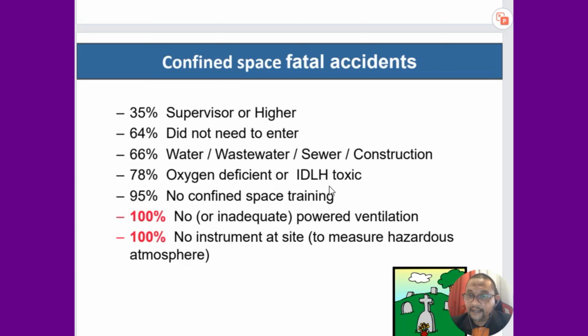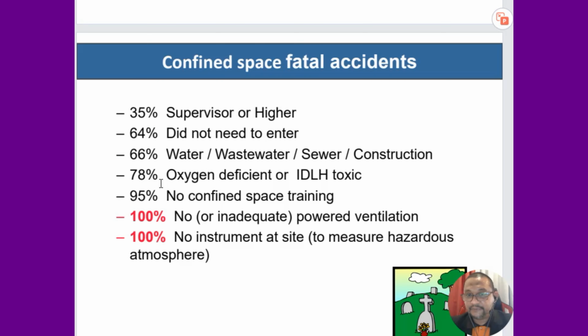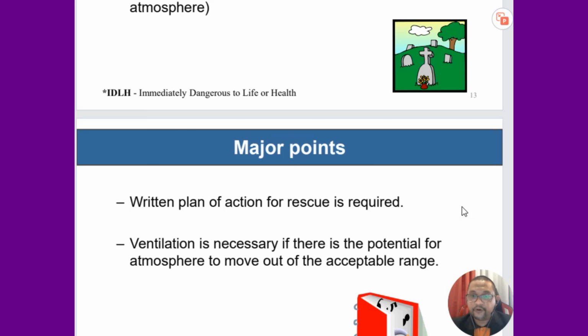What does IDLH toxic mean? Immediately dangerous to life or health. That means 78%. In 95% of cases, people entered with no confined space training. In 100% of cases, there was no power ventilation, and another 100% that always happens is no instrument at site to measure the hazardous atmosphere. So from here, these are the major points.